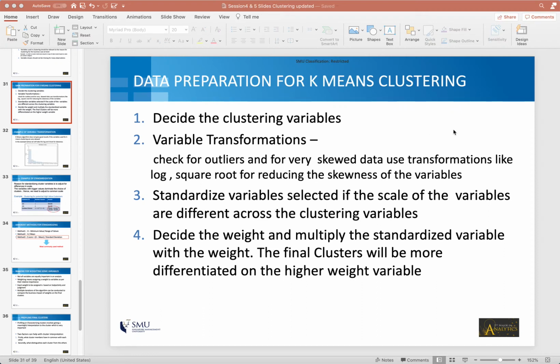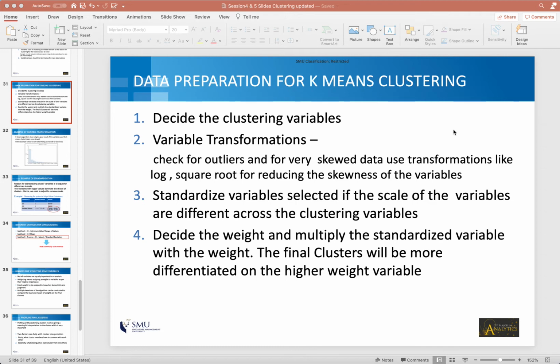Hello everyone. In this video I want to talk about data preparation steps for K-means clustering. So to reiterate, preparation depends on the type of algorithm that you're working with, and that is why the data preparation steps that I'm talking about in this particular video are specific for K-means clustering and not a generic set of steps which you need to execute every time you apply any technique.